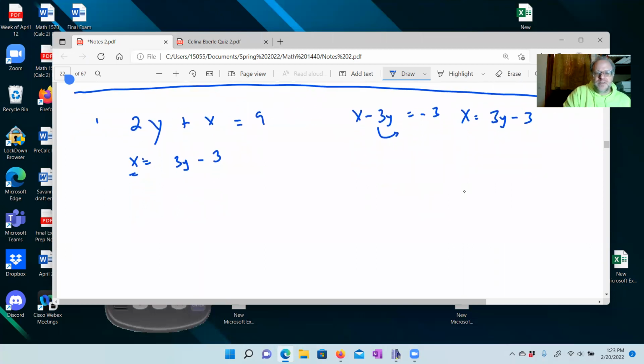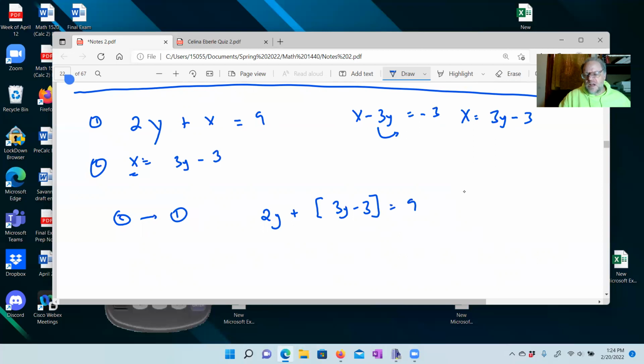So I'm just going to call this equation 1, and this equation 2, and all I'm going to do is take equation 2 and push it into equation 1. So we have 2y plus x. Well, what was x? x was 3y minus 3, so 2y plus 3y minus 3 is equal to 9.